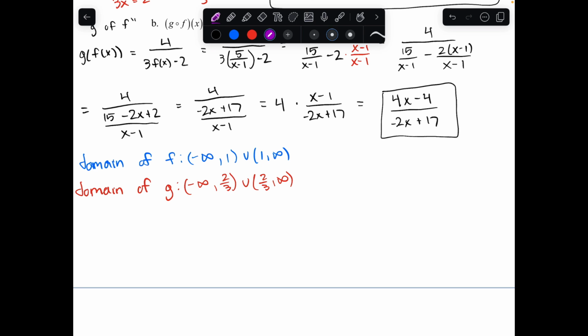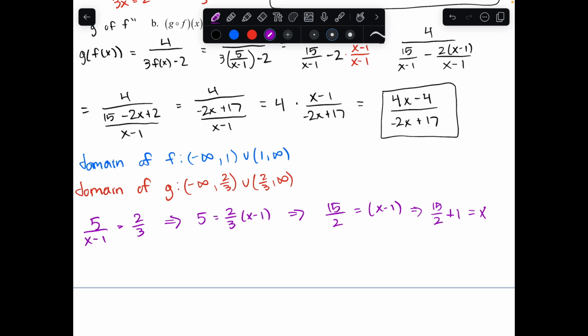So we get 5 over x minus 1 is equal to 2/3. Now we're going to multiply both sides by x minus 1, and we're going to get 5 is equal to 2/3 times x minus 1. We're going to divide by 2/3, and we get 15 over 2 is equal to x minus 1. Now I'm going to add the 1 over, and so we get 15 halves plus 1 is equal to x.